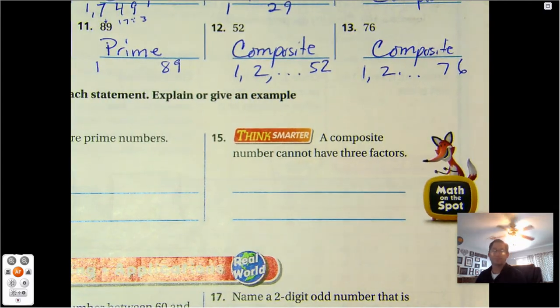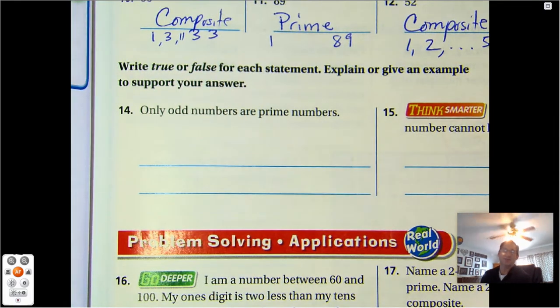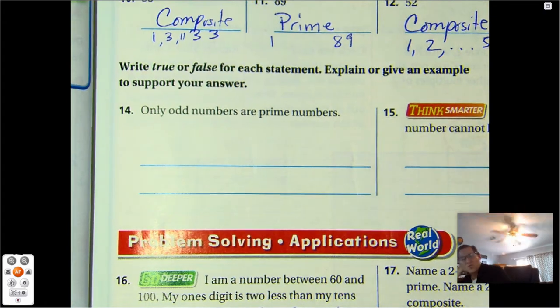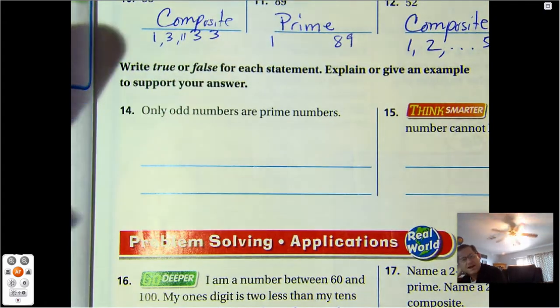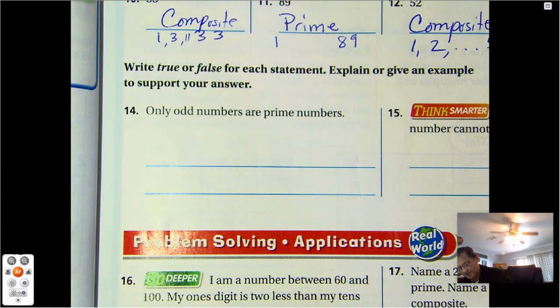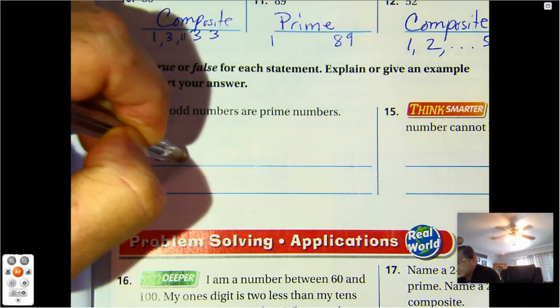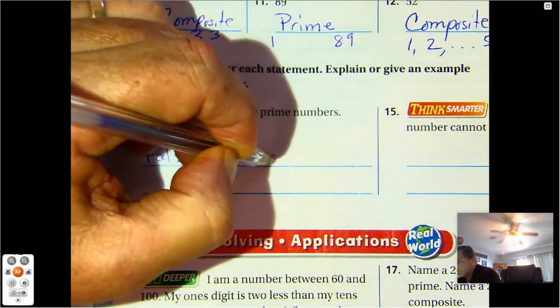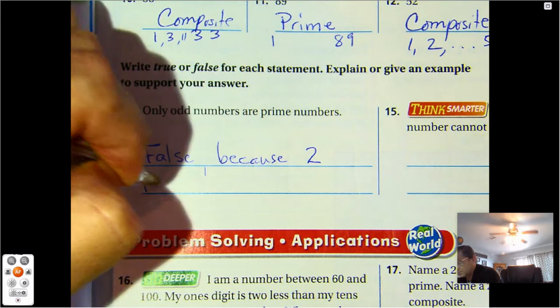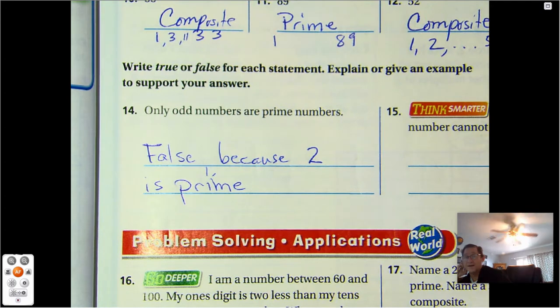All right, now true or false. Explain or give an example to support your answer. Only odd numbers are prime numbers. Well, if you get in a hurry, you might say, oh yeah, 3 is prime. And when I look at some of these other ones, 73 was prime, 11 was prime, 89 was prime. But this is false. Because 2 is prime. Only factors of 2 are 2 and 1.